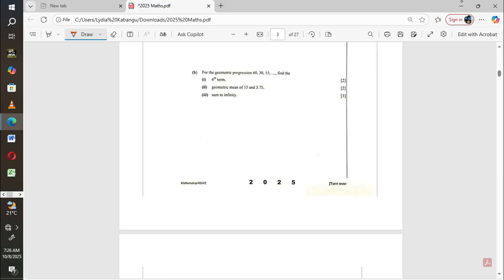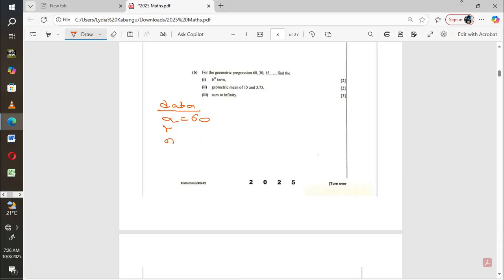So this is the GP. How do you calculate the GP? We use this formula. Under the GP, you are supposed to have the first term, which is represented as A, the common ratio, which is represented as R, and the nth term. So this is what you're going to have. Now, what is our first term there? Our first term is 60.